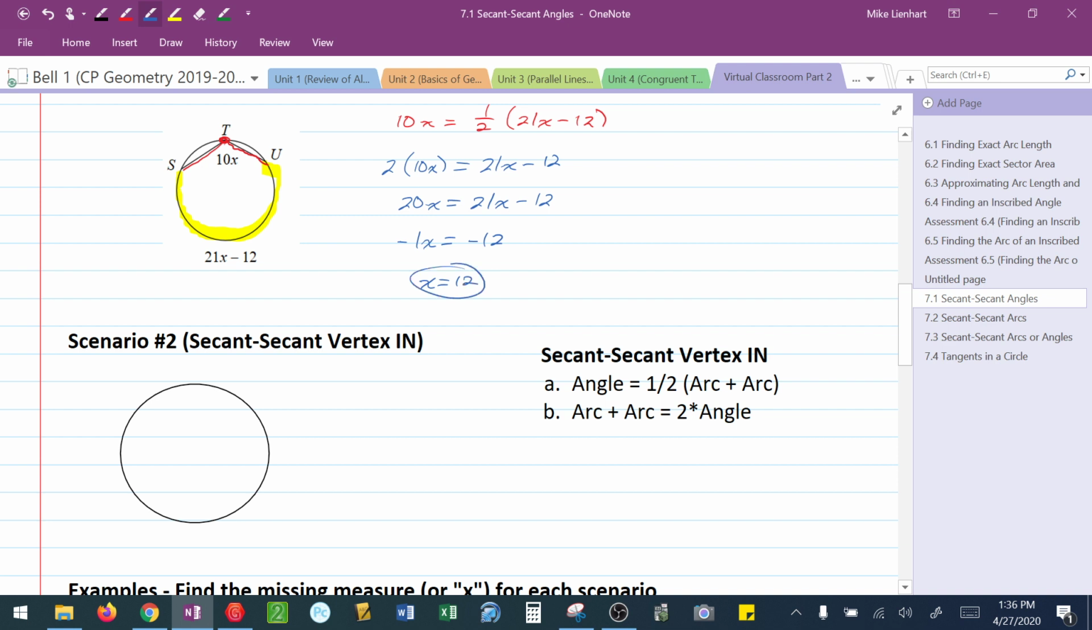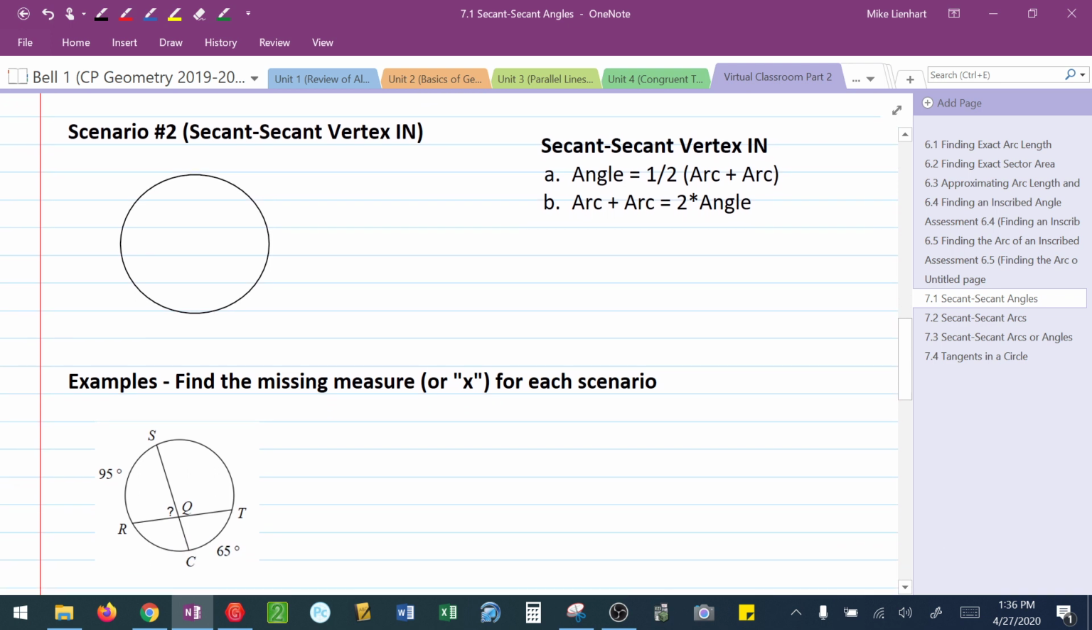All right, let's take a look now at scenario number 2. Scenario number 2 is a secant secant vertex in. All right, so I've got a secant. Just draw a line through it. And I've got another secant that cuts through the circle. And notice now my vertex is inside. Now, at that vertex, there's actually 4 angles being created. Okay? Watch what happens. You have to focus on the one angle that they want you to find. So let's call this angle right here angle 1. All right? And I'm going to just highlight it here in red. They want us to find that angle.